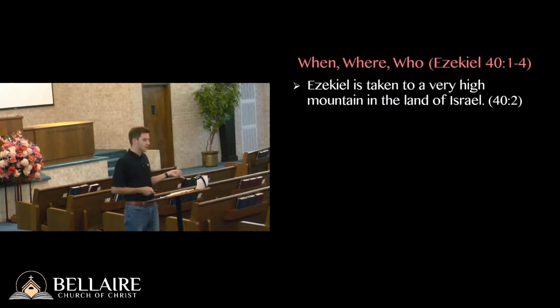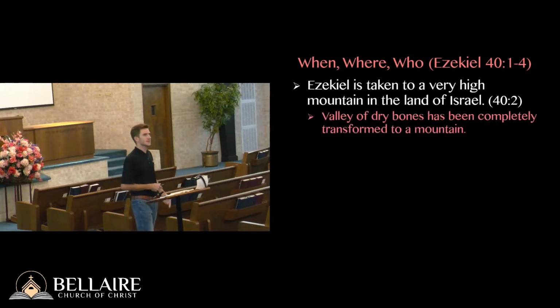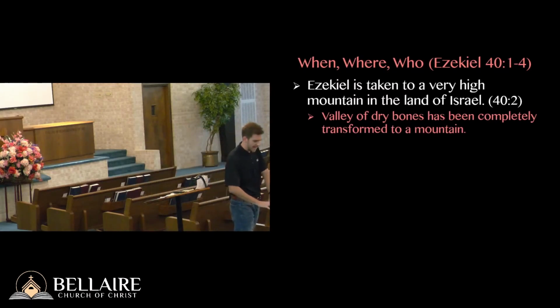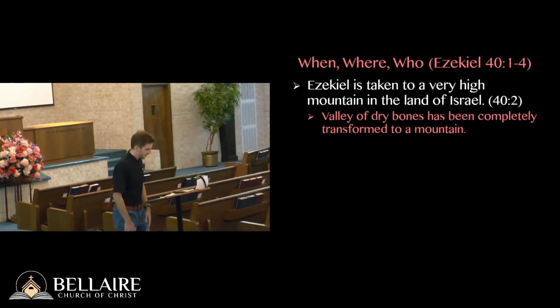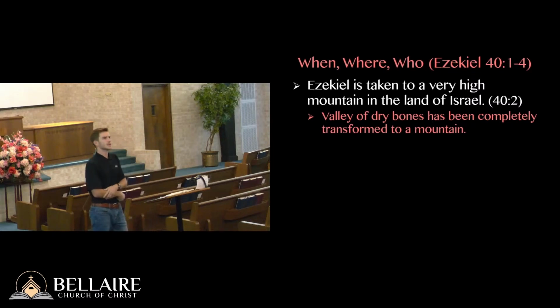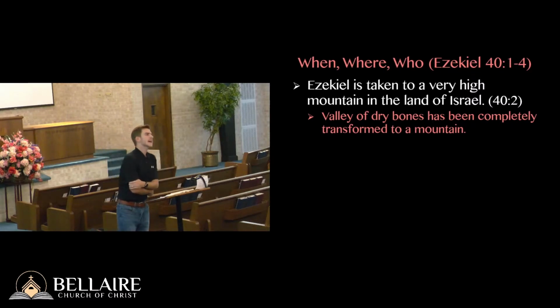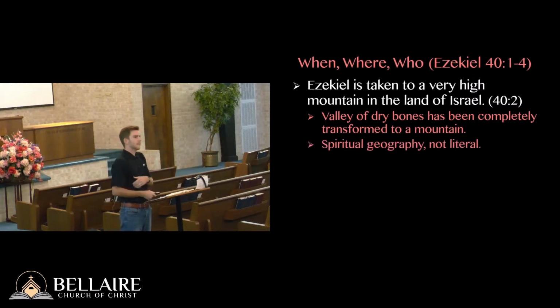First of all, we'll notice a contrast to the last vision that he had in chapter 37, where he was down in a valley, again, the hopelessness down low in that valley, that dead valley of dry bones. Now he is brought up onto a mountain to see a glorious vision. But again, we're thinking symbolically here.